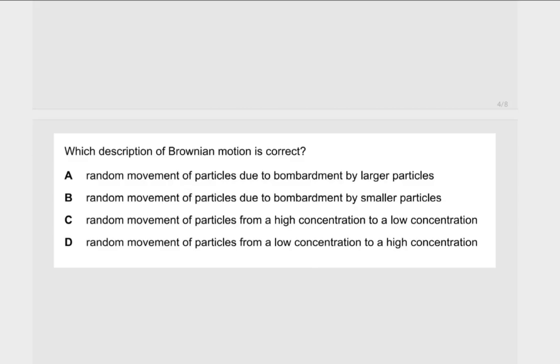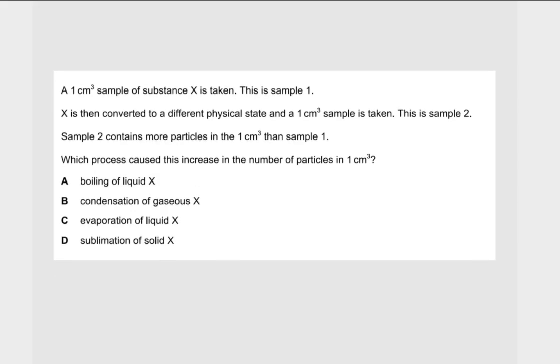Which description of Brownian motion is correct? Random movement of particles due to bombardment by larger particles? No, it's actually the bombardment by the smaller particles. Random movement of particles from a low constant is wrong, that's actually not the case.